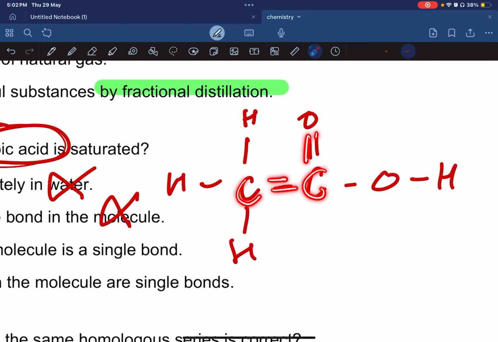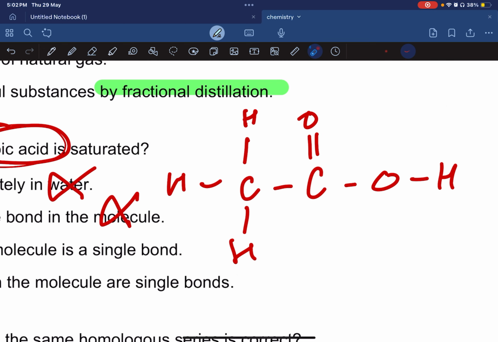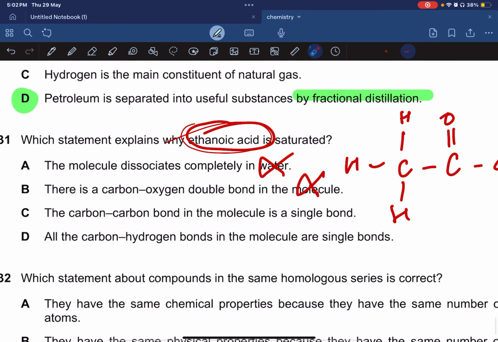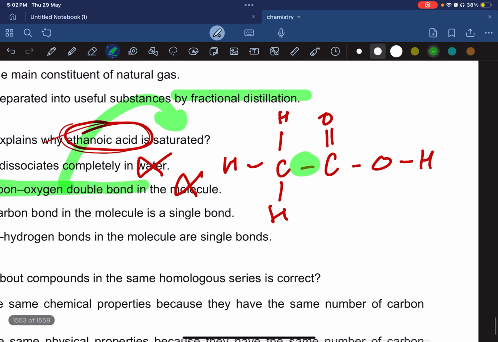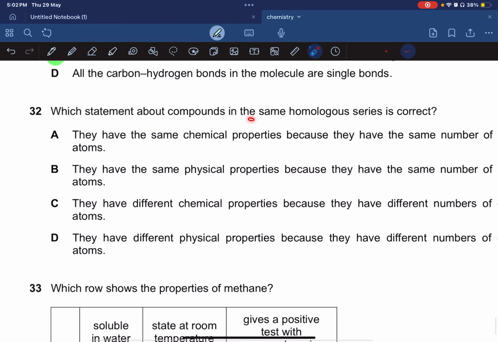There can be a carbon-oxygen double bond, or any kind of double bond, but not a carbon-carbon double bond. That is why this compound, despite having this double bond, is saturated, because the carbon-carbon bond is single. Okay, the carbon-carbon bond in the molecule is single. That's what you need. You are not looking at whether you have a double bond, but still it's saturated because it's not between here. This bond is acceptable, but this one is not acceptable. Okay, which statement about compounds in the same homologous series is correct?